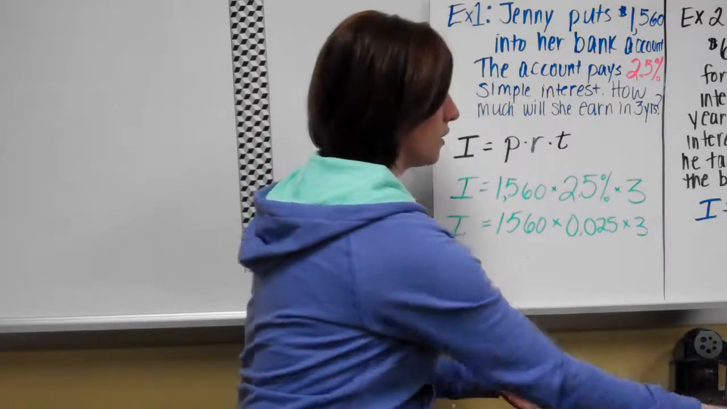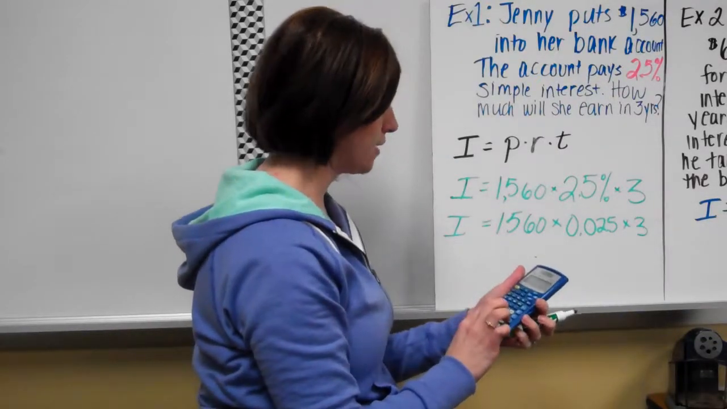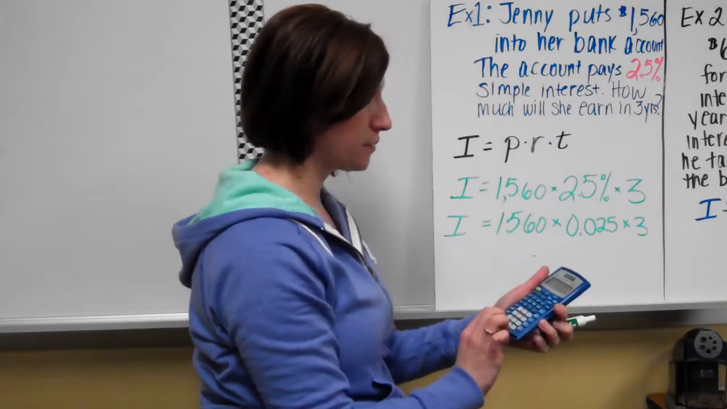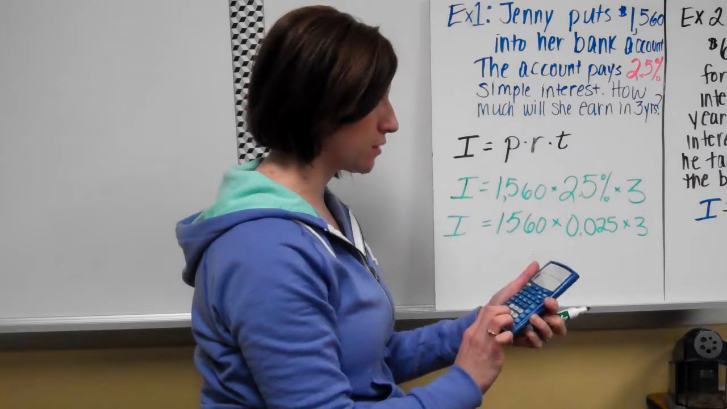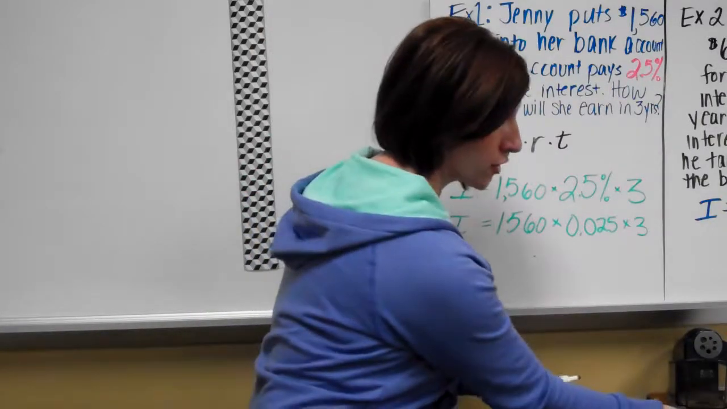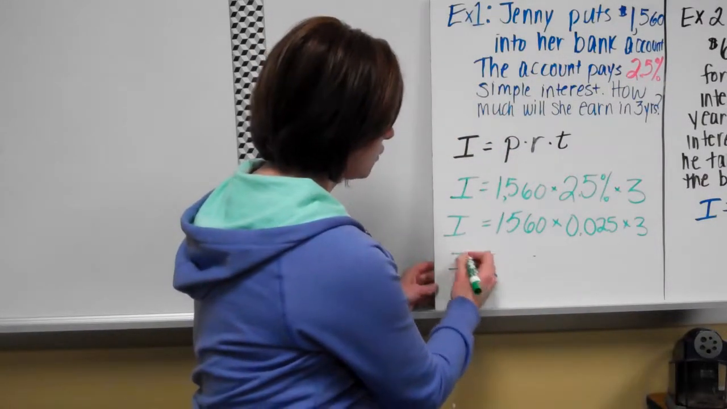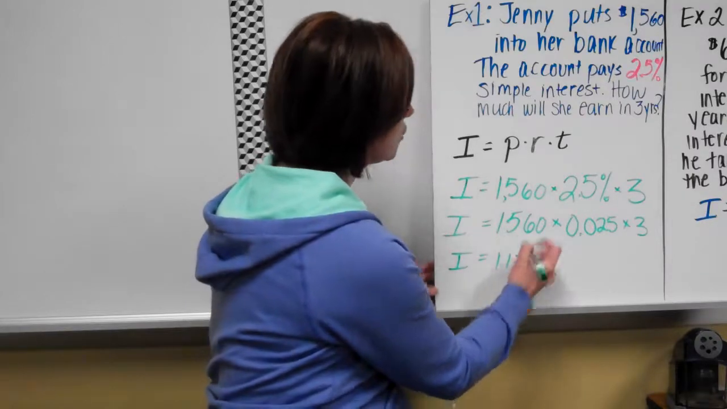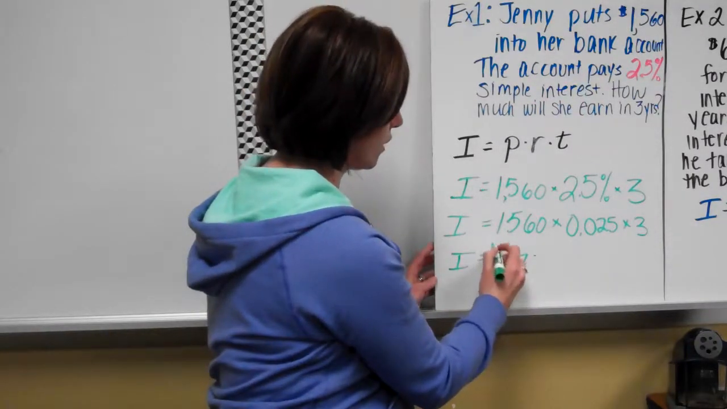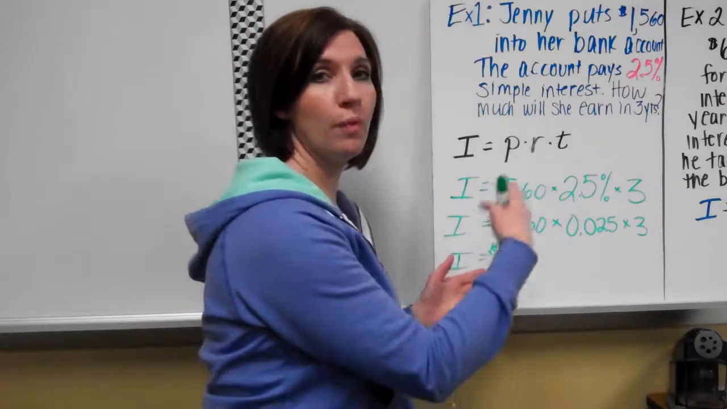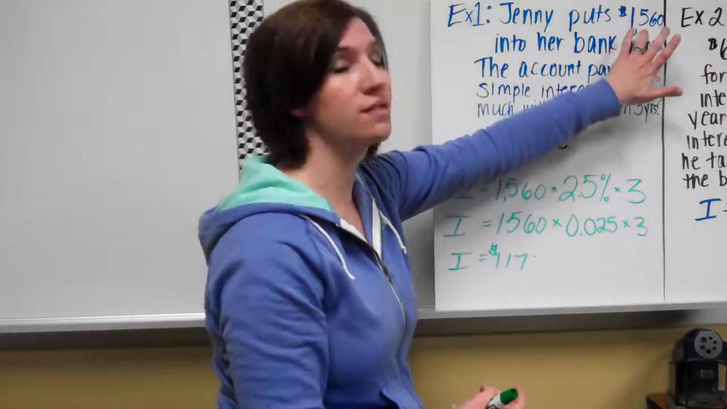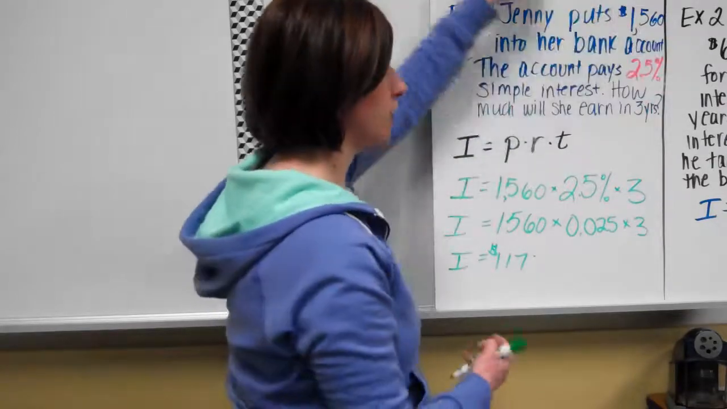So if we pick up our calculators and type in 1,560 times 0.025 times 3, we get an answer of 117. So the interest that Jenny will earn over 3 years is $117. This is what the bank will pay her on top of the $1,560 that she has.